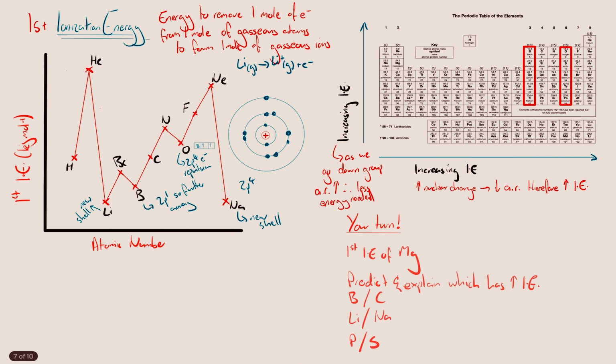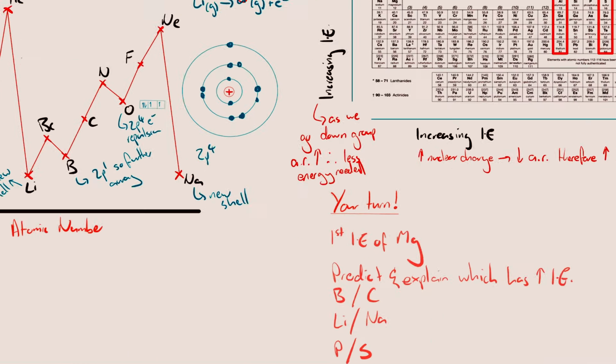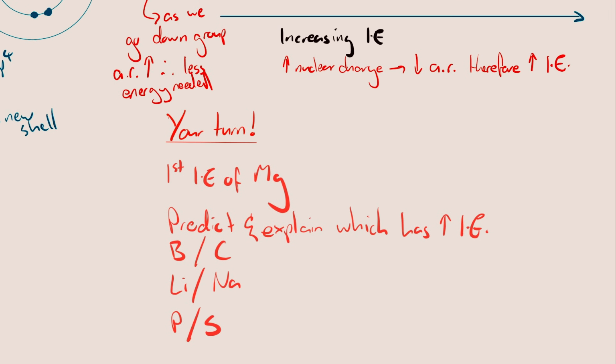Looking back at the previous video, first ionization energy of magnesium, again it's going to be just the same as this: 1 mole of electrons from 1 mole of gaseous atoms to form 1 mole of gaseous ions. In terms of the equation, the state symbol is essential: Mg reacts to make Mg+, that is gaseous, plus e-.